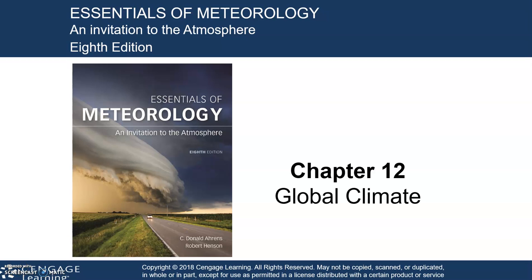Hi everyone, this is chapter 12 on global climate. It gives us a very good baseline before we talk about global climate change. So this is an analysis of what our climate is, and then it introduces two notations that will give you some ideas on how to study climate change. Let's get into it.